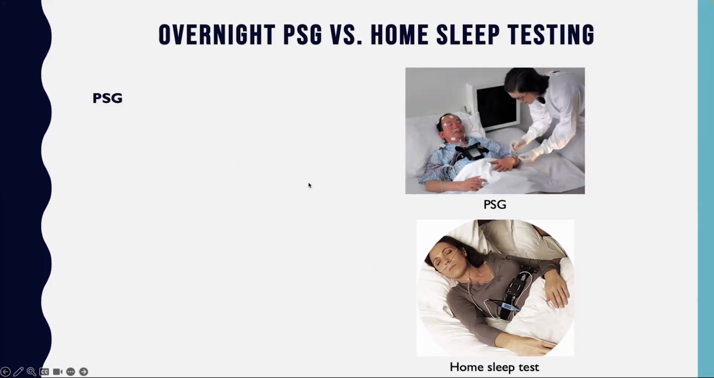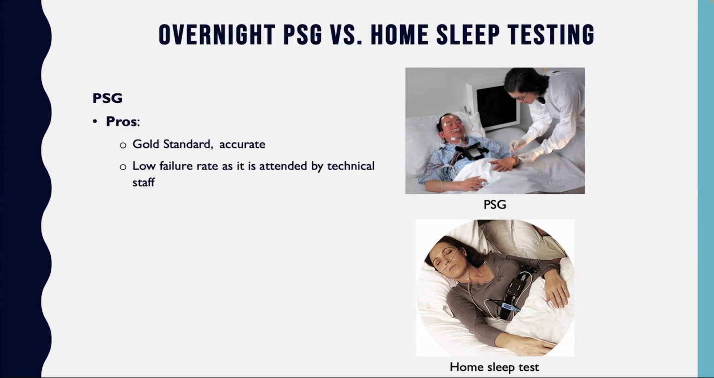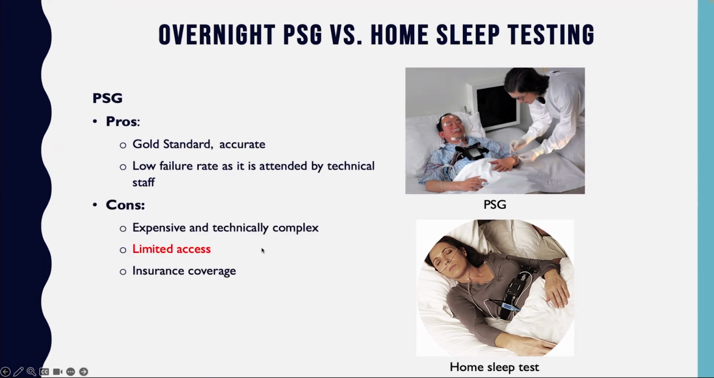So we know that in-lab PSG, or polysomnography, is really the gold standard for diagnosis of most sleep disorders, and it allows for evaluation of sleep architecture and sleep staging, and it's generally pretty accurate and has a low failure rate because it is done with attended technical staff at bedside. However, it is expensive and it is complex, and the access to in-lab sleep studies is limited. And often insurance doesn't cover an in-lab sleep study now until you've ordered a home sleep test.